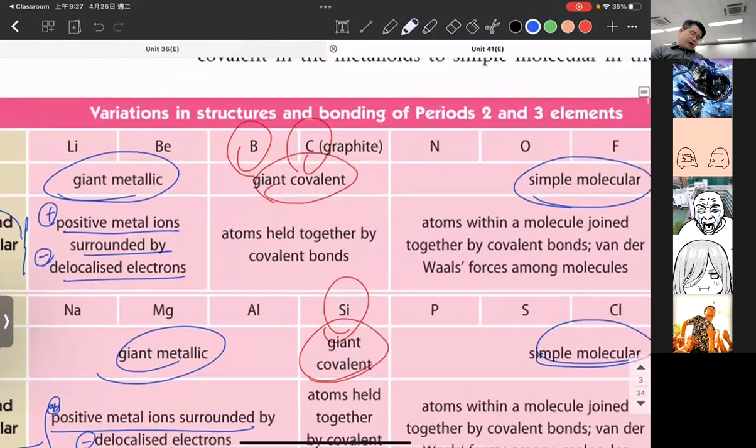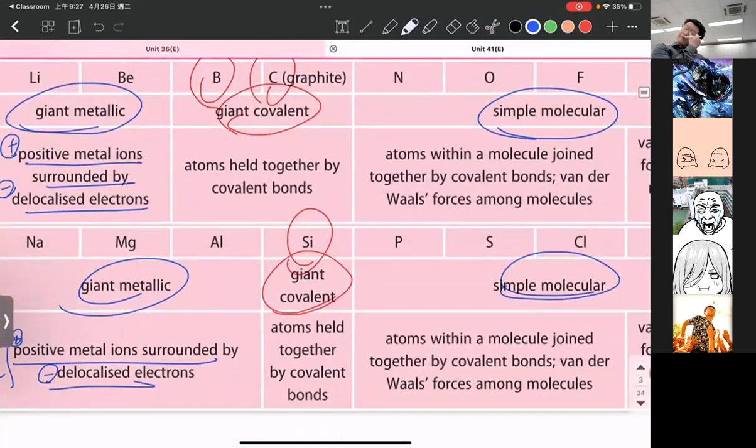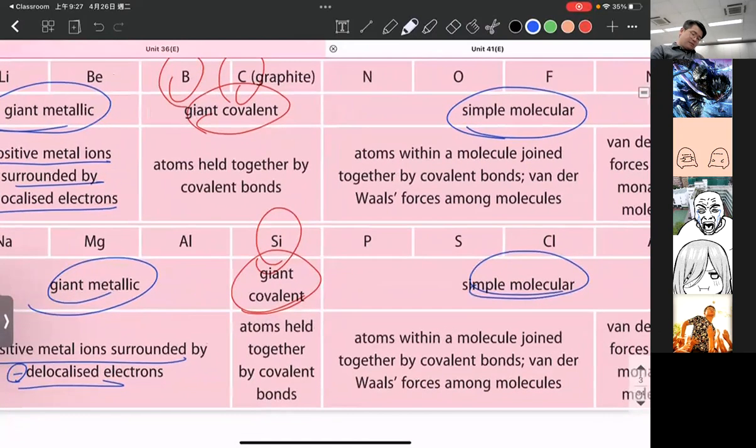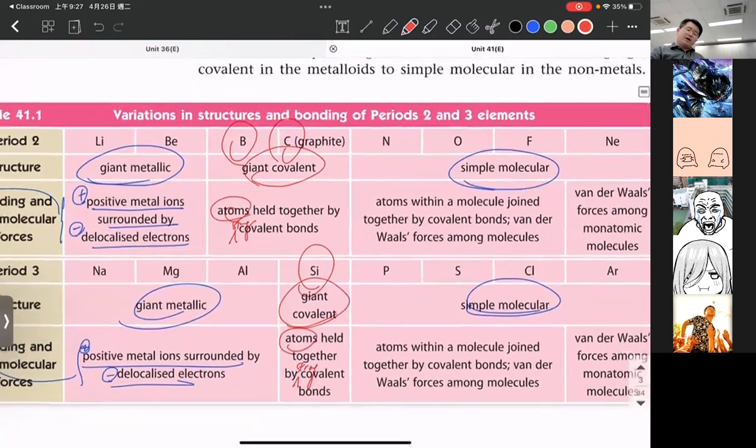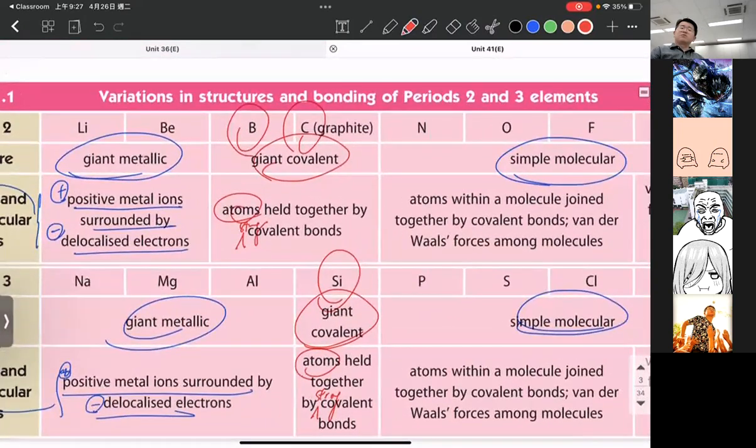While for giant covalent structure, the particles involved are just atoms. Can you see that? Atoms, underline the term atoms. So the atoms are held together by strong covalent bonds. Because of that, you may find these 3 substances have a relatively high melting point, because you need quite a large amount of heat in order to overcome the attraction forces between those particles.